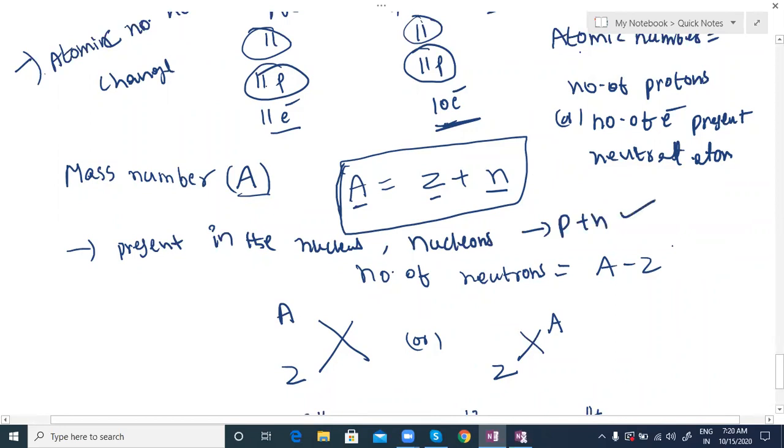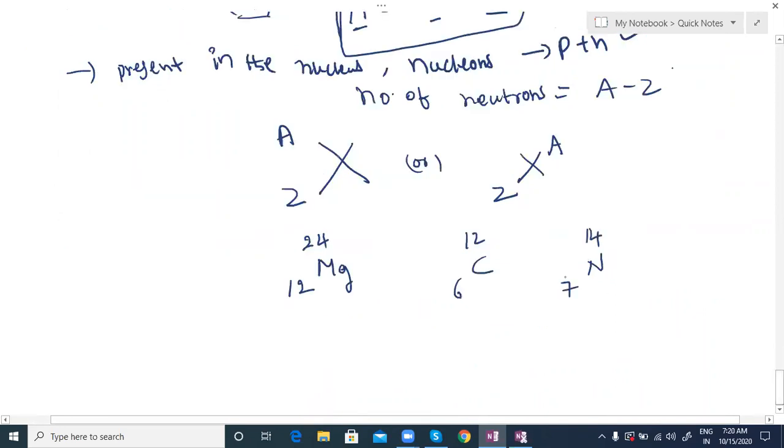So the representation of the element is with Z and A, or you can write it as X with Z and A; both are correct. I am representing some of the elements: 12 indicates atomic number, 24 indicates mass number. Similarly, 6 indicates atomic number, 12 indicates mass number. This is the way we show any element.